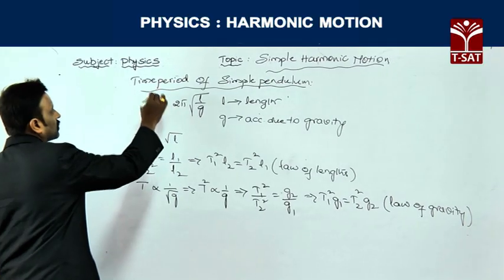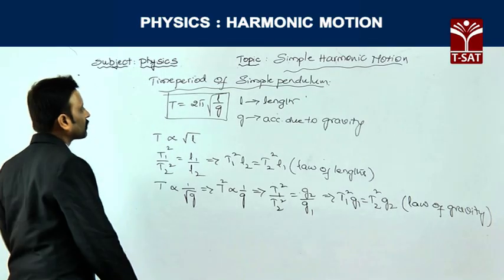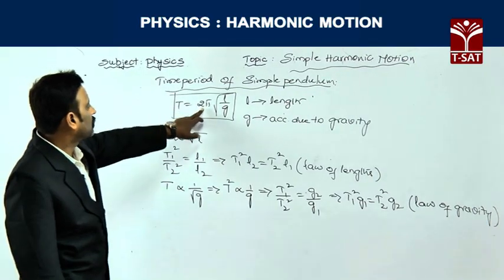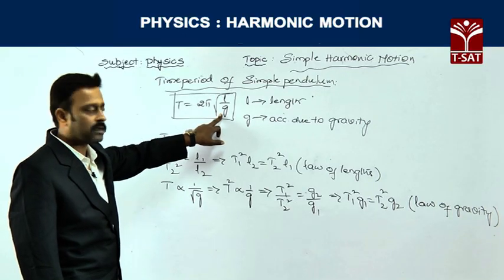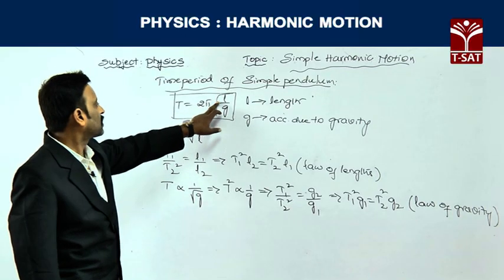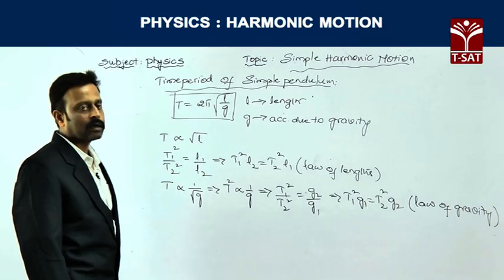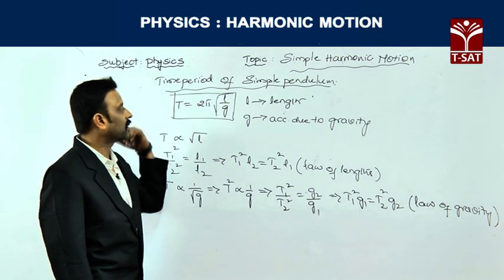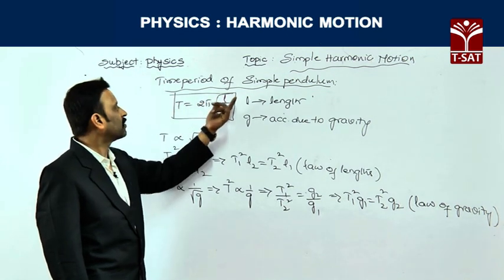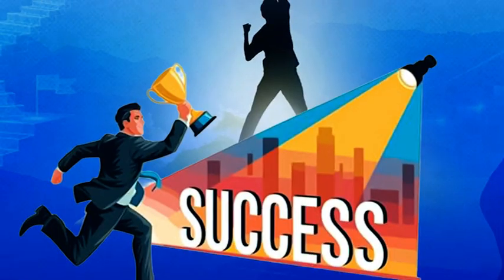Now look at this equation, T is equal to 2 pi under root L by g. Here 2 pi is a constant, and at a particular place the acceleration due to gravity is also constant. From this equation it is evident that the time period of a simple pendulum depends only on the length of the pendulum. If the length of the pendulum is increased, time period increases. If length is decreased, time period decreases.